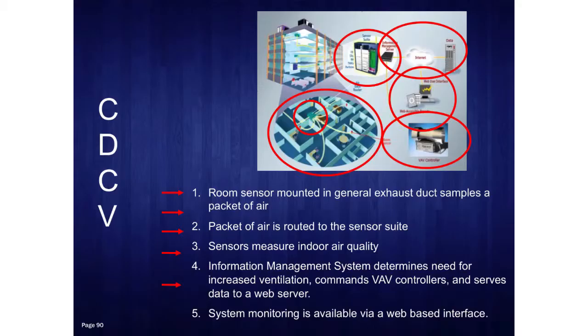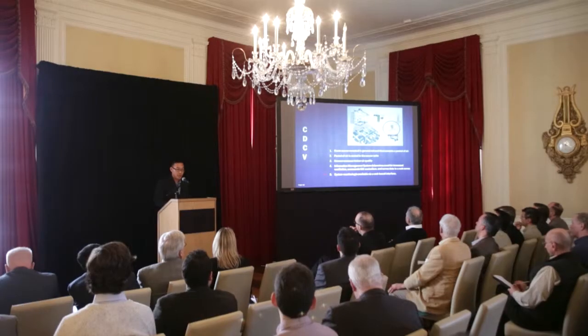Basically the system begins with room sensors which measure air quality at various locations throughout the building. And then an air router pulls air samples to the sensor suite, which analyzes the air samples for TVOCs, CO2, particulates, and other indoor air quality measures. An information management server tells the VAV controller to increase or decrease air depending on what the sensor senses. And then all this data is recorded and logged for analysis.